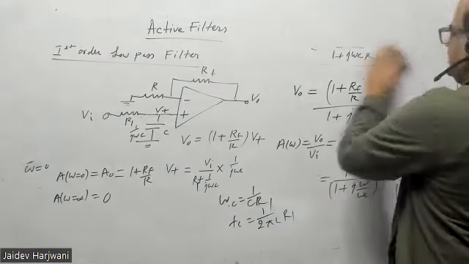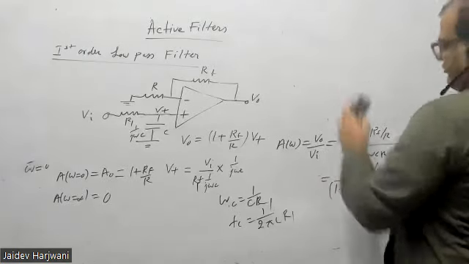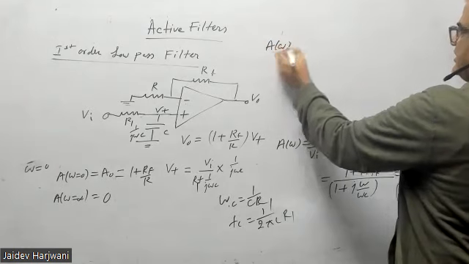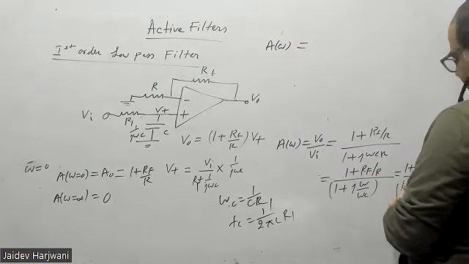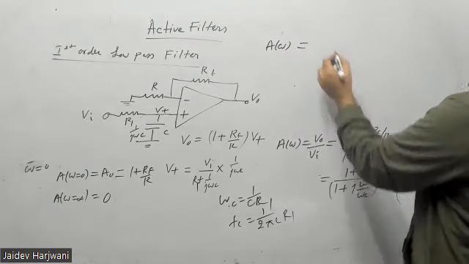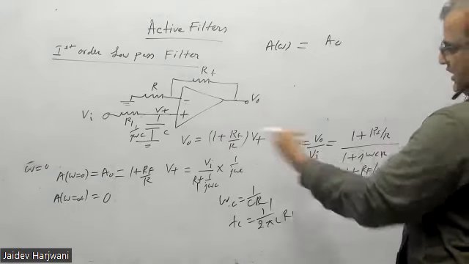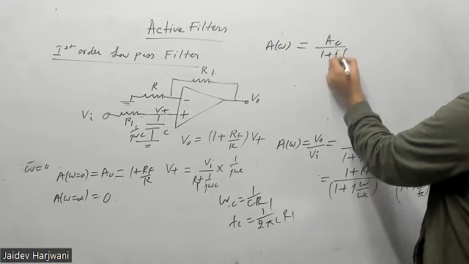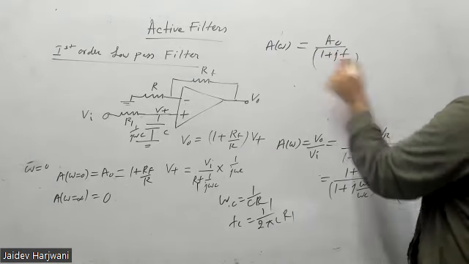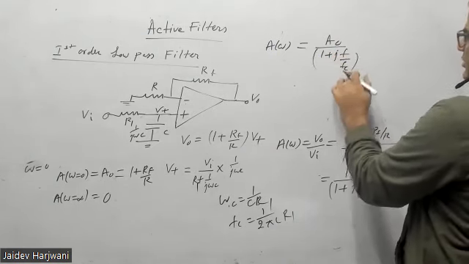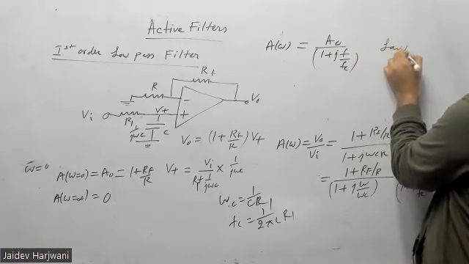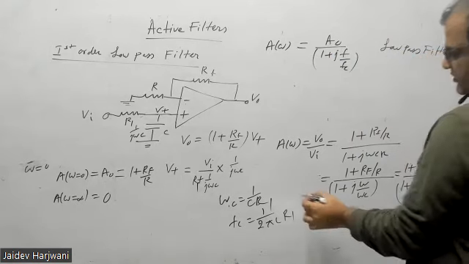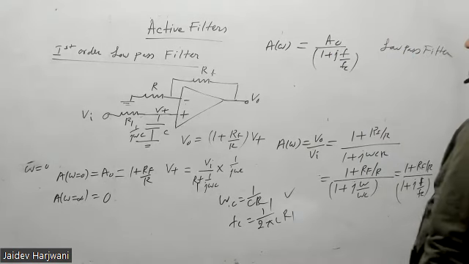Also, you have to always find the expression of gain to identify whether it is a high pass filter or low pass filter. So this will be what? I can write this expression as A naught over 1 plus J F upon FC, if I say this is A naught. So this is the low pass filter. And always you have to find this cutoff frequency.